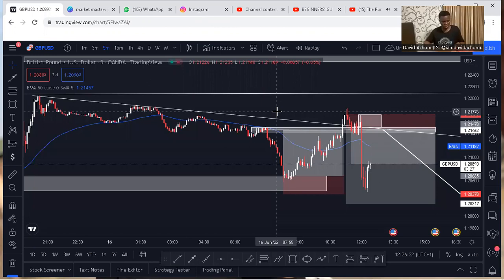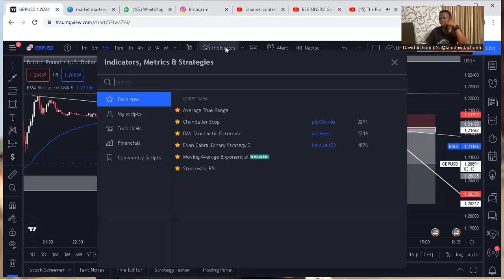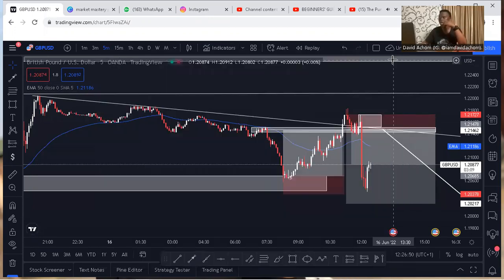But if you want to use any indicator and you want something so easy for you, I'd advise you use the moving average. Why? Moving average and stochastic, both of them. So I would advise you use the moving average or moving average plus stochastic RSI. Stochastic RSI is very good. I used it for a long time, and it's helping me, so you can use it. The moving average basically shows you the current trend.